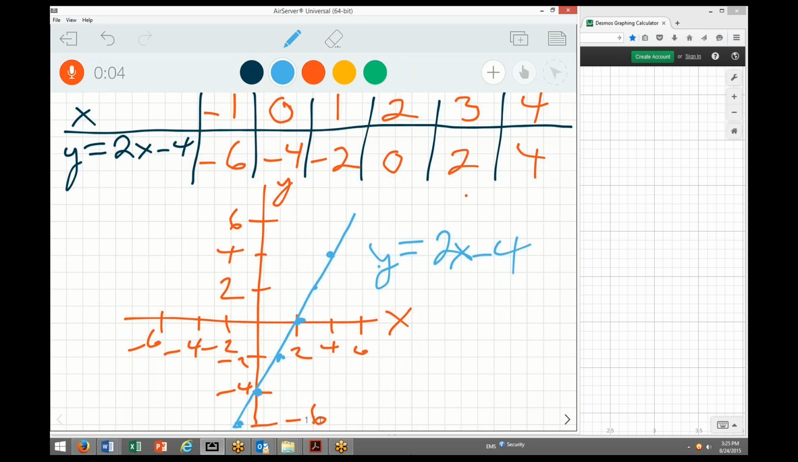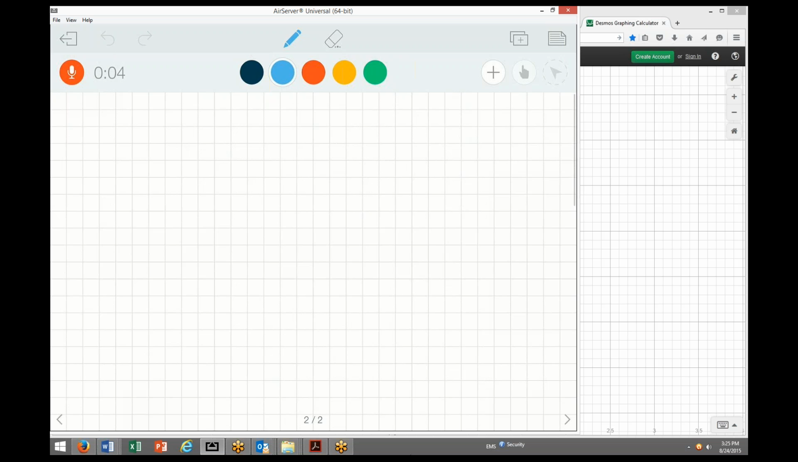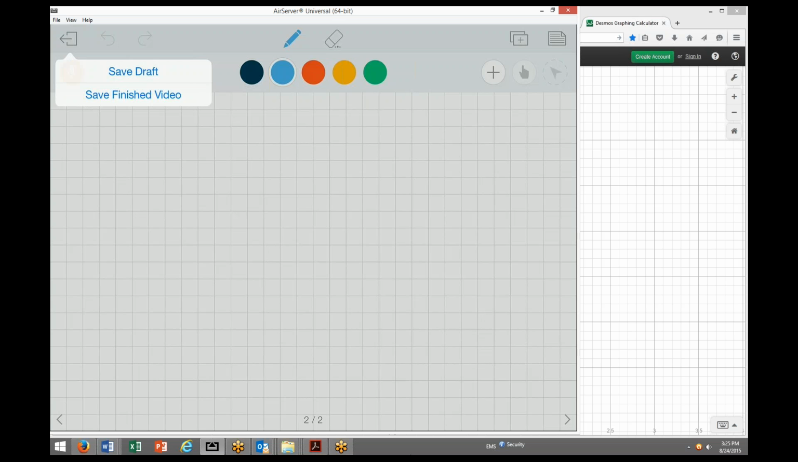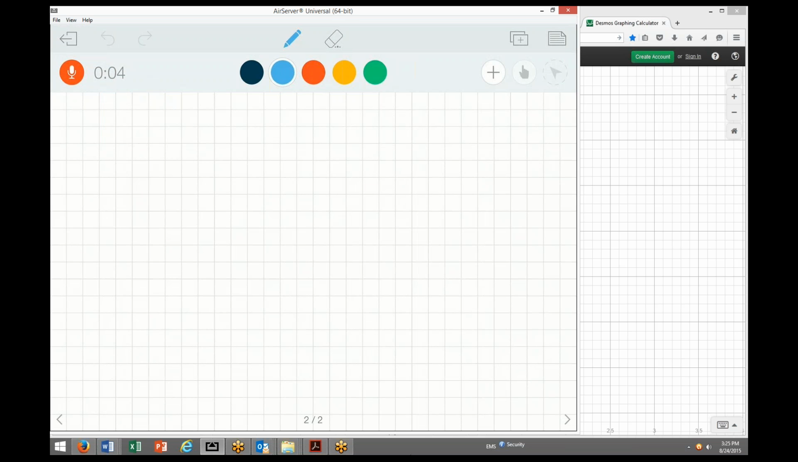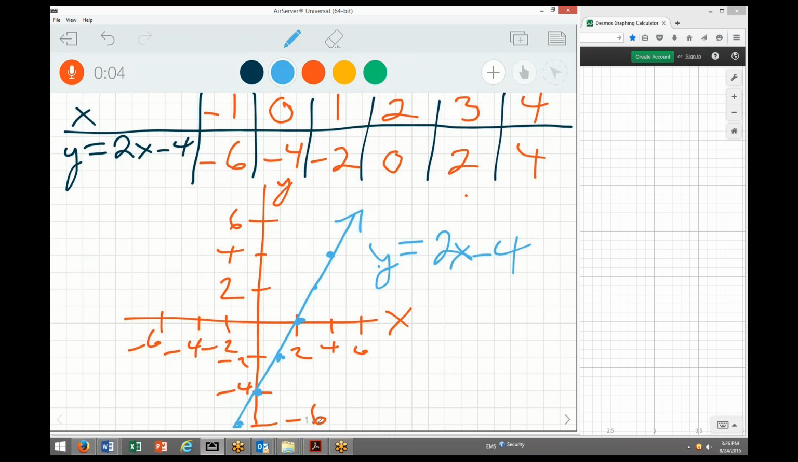And I'm going to finally end this up by putting an arrowhead at the other end of the line. So our line is graphed now, officially y equals 2x minus 4.